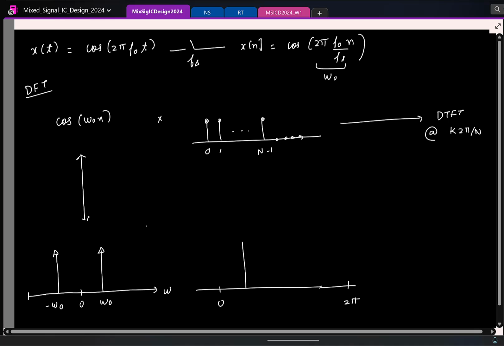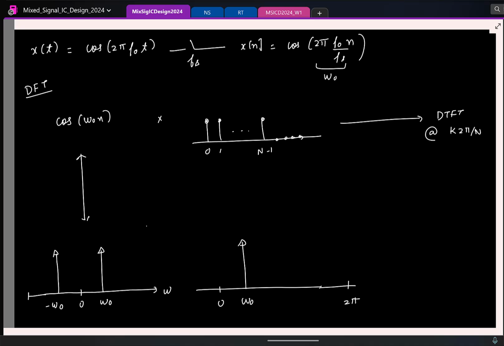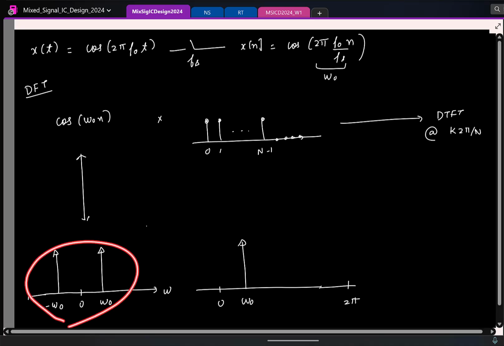So I'll have one impulse at omega naught. So where will the other impulse now lie at? 2 pi minus omega naught. Remember that discrete spectrum is periodic with 2 pi. So this guy keeps repeating. So when you shift it with 2 pi, it will land at 2 pi minus omega naught.